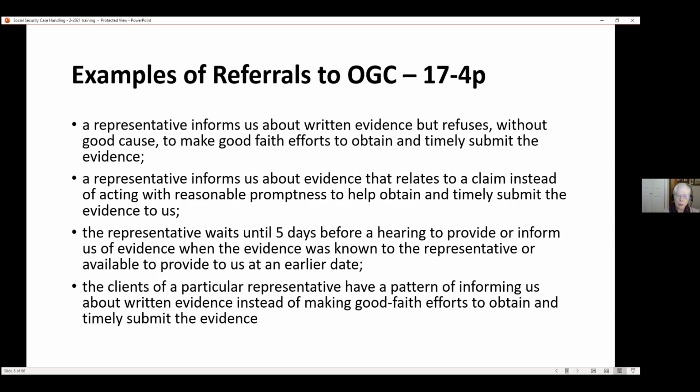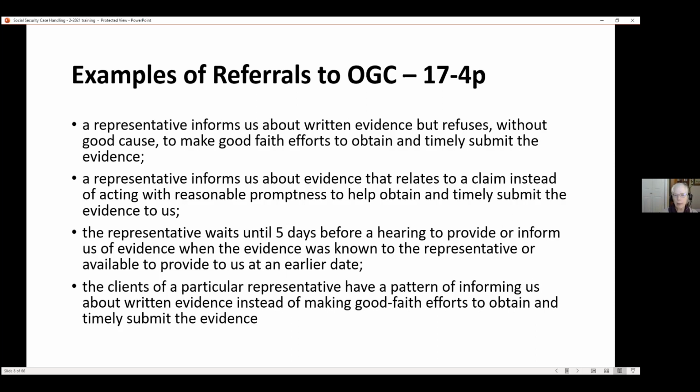They're going to kick you off. They're going to make it impossible for you to do Social Security practice, or maybe they're going to criminally prosecute you, if you don't do the things you're supposed to do. You don't get the evidence. You don't tell us about the evidence.